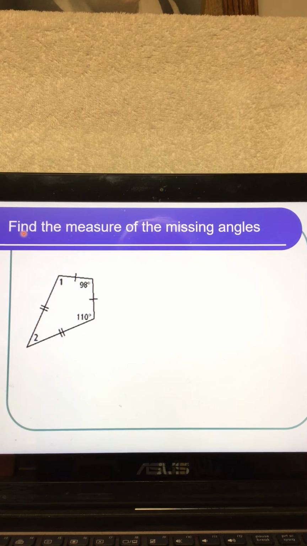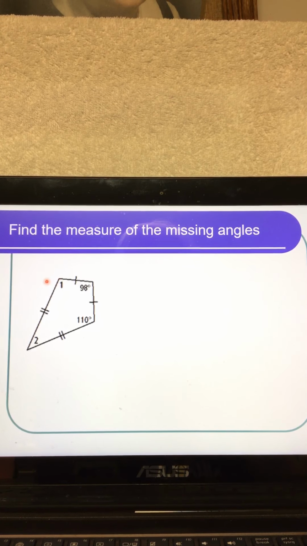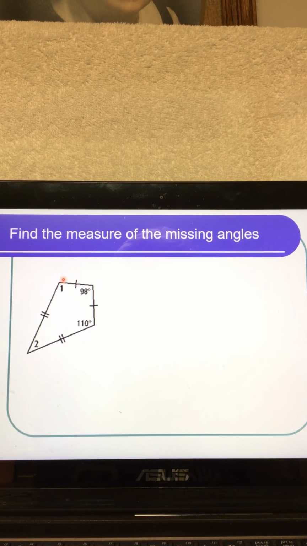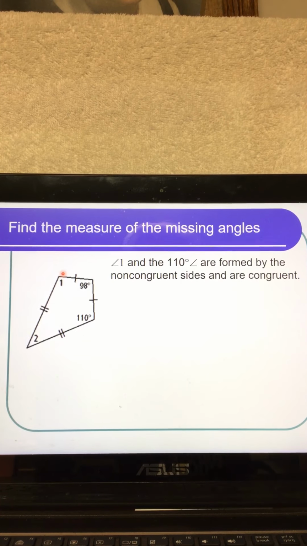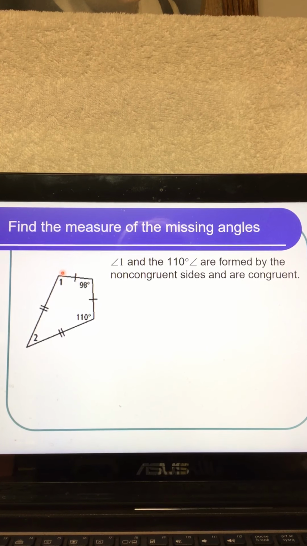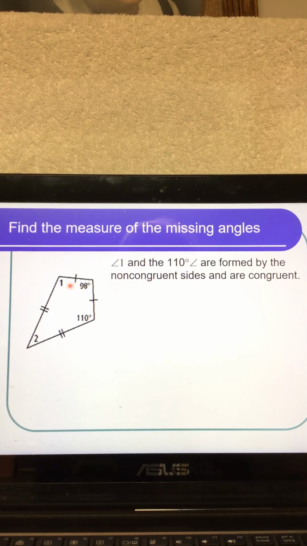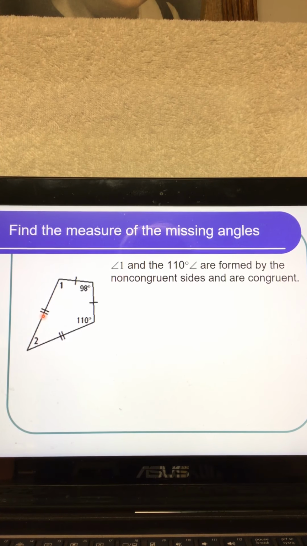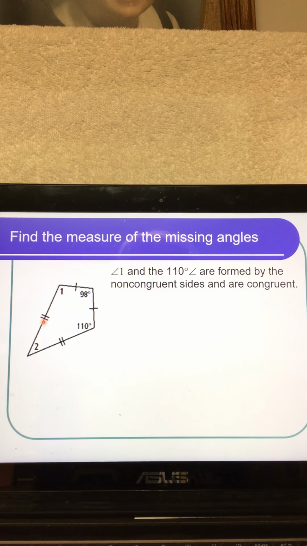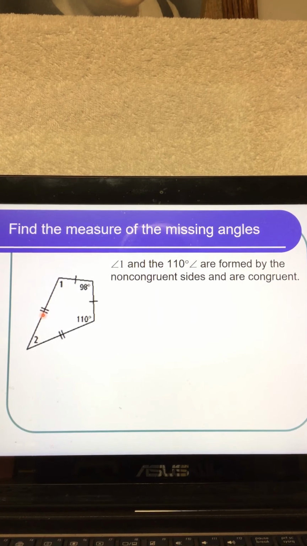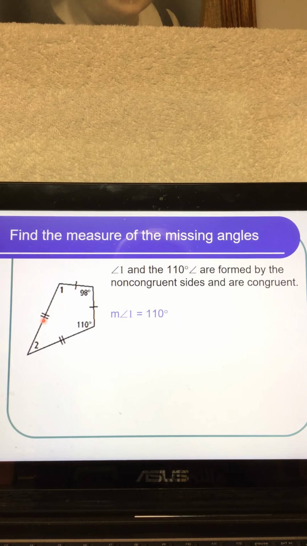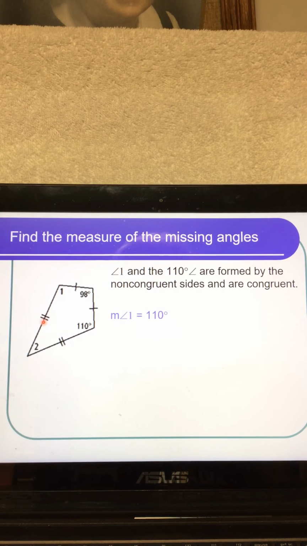All right, so let's try to figure out the measure of angle 1 and the measure of angle 2. We just said that angle 1 and the 110 degree angle are formed by the non-congruent sides. That means they are congruent, and so that's how I remember it. They're formed by the non-congruent sides, but they are congruent. So the measure of angle 1 has to be 110.